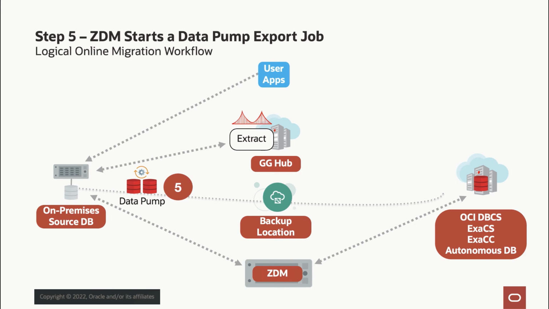Now, the next step, of course, is for ZDM to start a data pump export job. This happens on the on-premises source Oracle database, where ZDM will start doing this export job, and the result will then be transferred to the back application. It's really important because those dump files generated from the data pump export job will be used to instantiate a target database in the cloud.